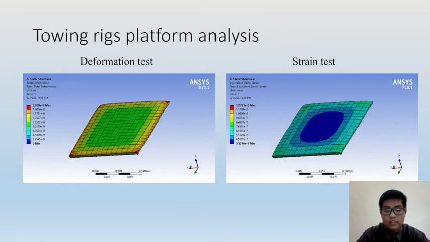As we can see from the deformation test, the platform starts to deform at the corners of the platform, basically the four corners, because we can see the red color is formed at them.